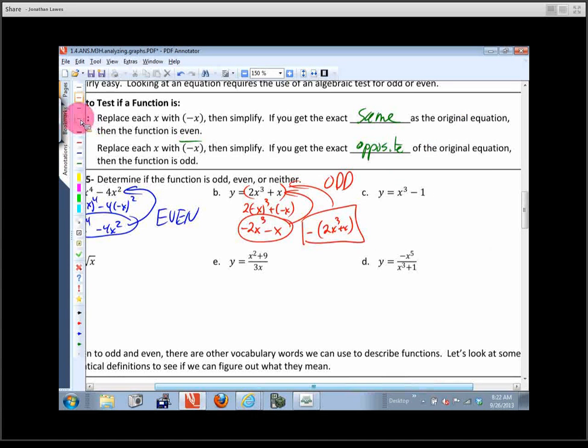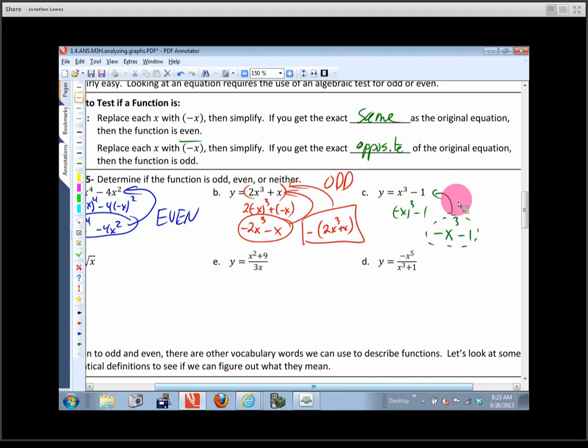Okay, let's look at the next one, and then they're going to get kind of interesting after that. If I plug in a negative x and simplify, I get negative x cubed minus 1. And let's compare that with the original one. Is there any way it's exactly the same? No. So there's no way it's even. Is it the exact opposite? It's not. Okay? So this one isn't odd and it isn't even. So this one is neither.